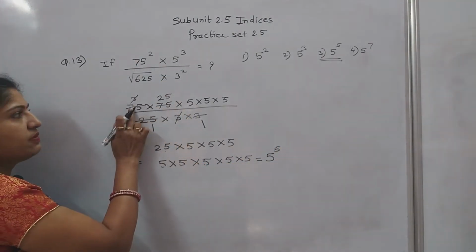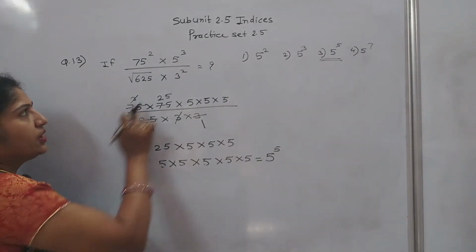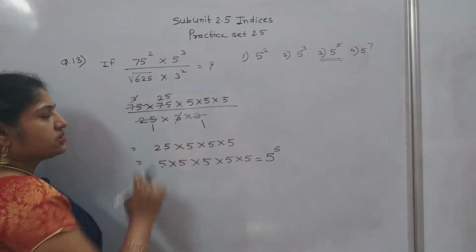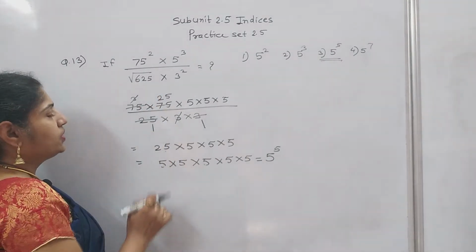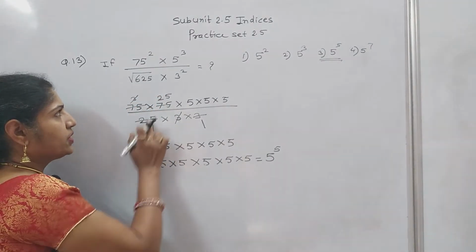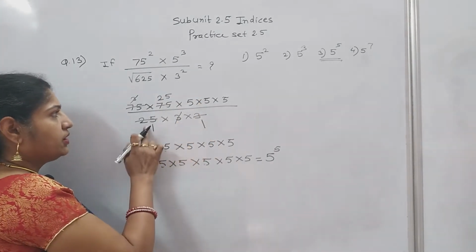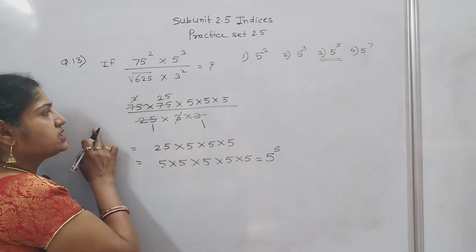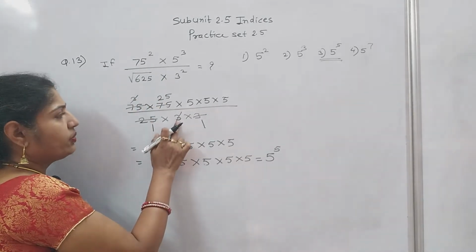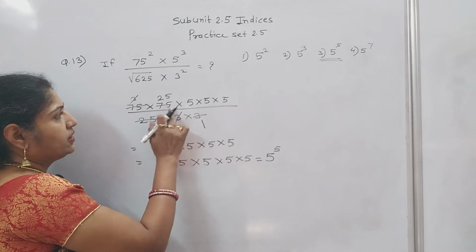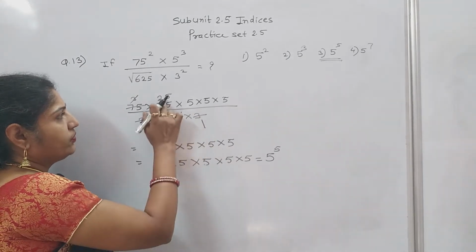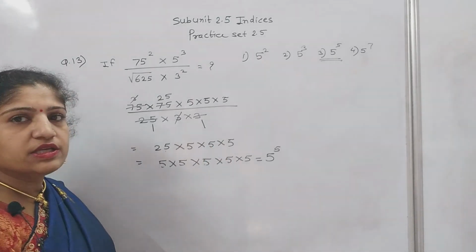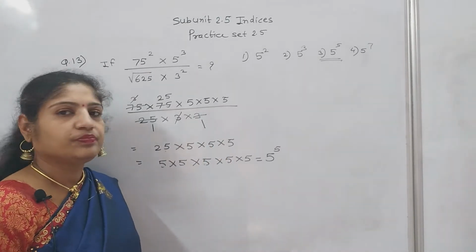75 square, 75 into 75. 5 cube, 5 into 5 into 5. Root 625, that is 25. 3 square, 3 into 3. 25 ones are 25, 25 threes are 75. Cut numerator, denominator 3. Divide 75 by 3. 25, 25 into 5 into 5 into 5. That is, the answer is 5 raised to 5.